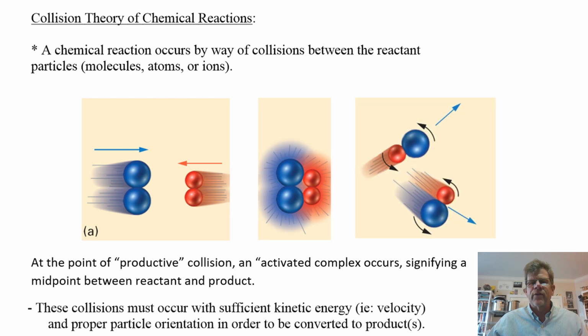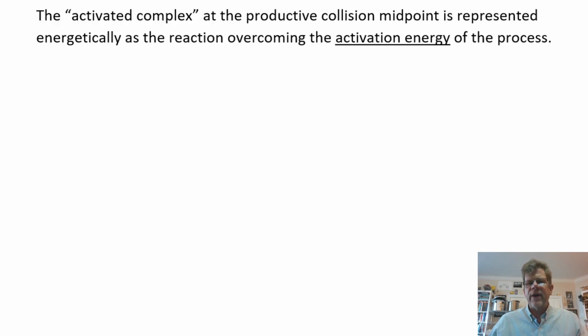After this productive collision, we end up forming the products, meaning we have the making and/or breaking of chemical bonds occurring during the activated complex phase. And then we end up over on the right-hand side with our products being formed. So it really is the activated complex which is of most importance here. It is at that midpoint in a productive collision where we have attributes of the reactants and the products, so sort of that both and neither sort of thing.